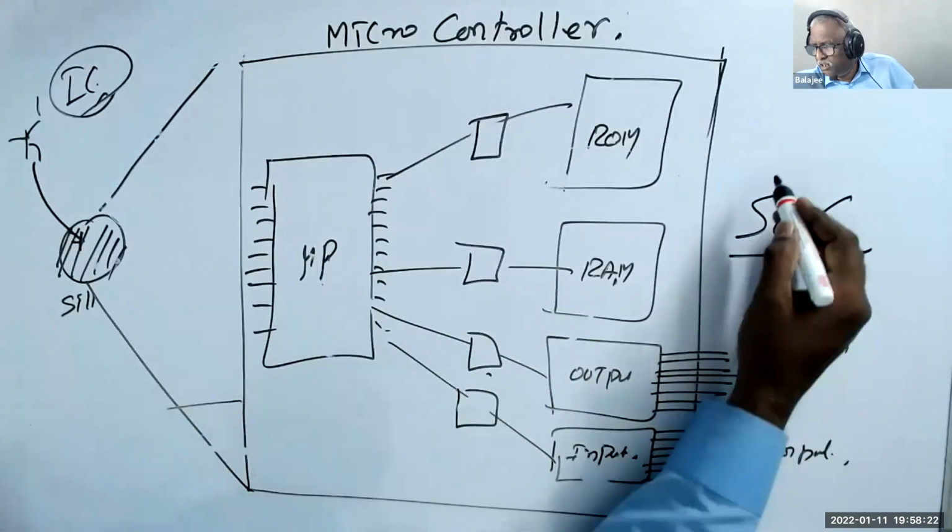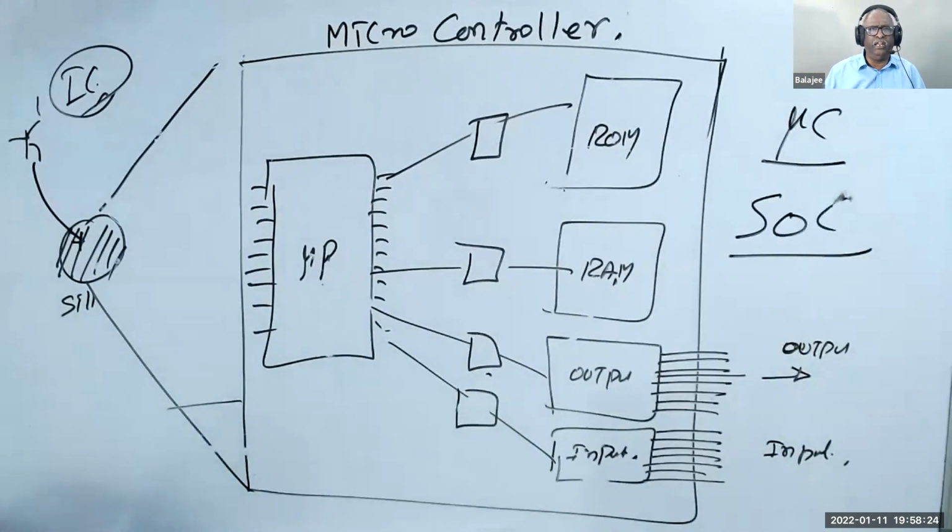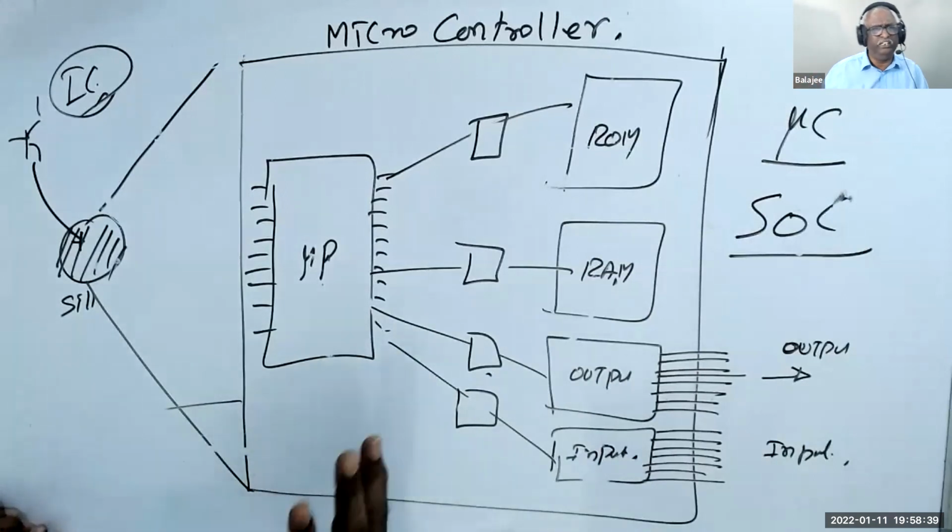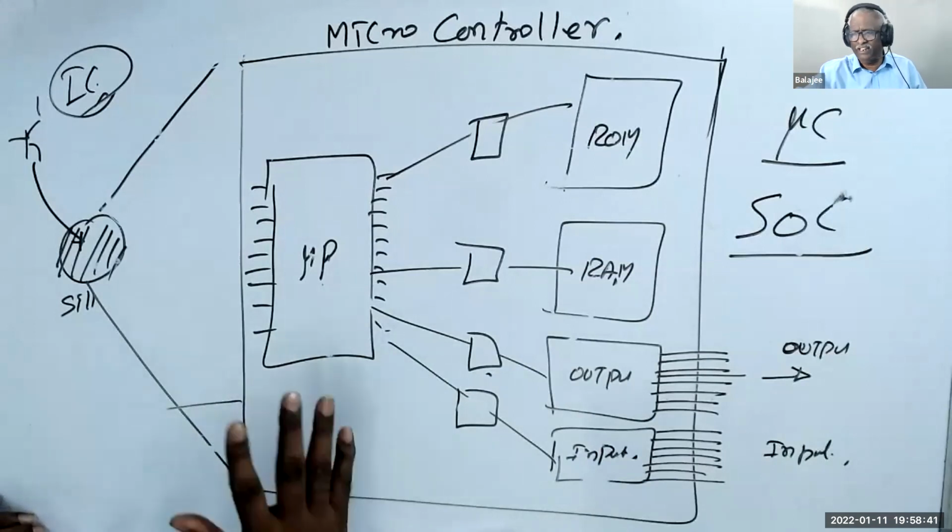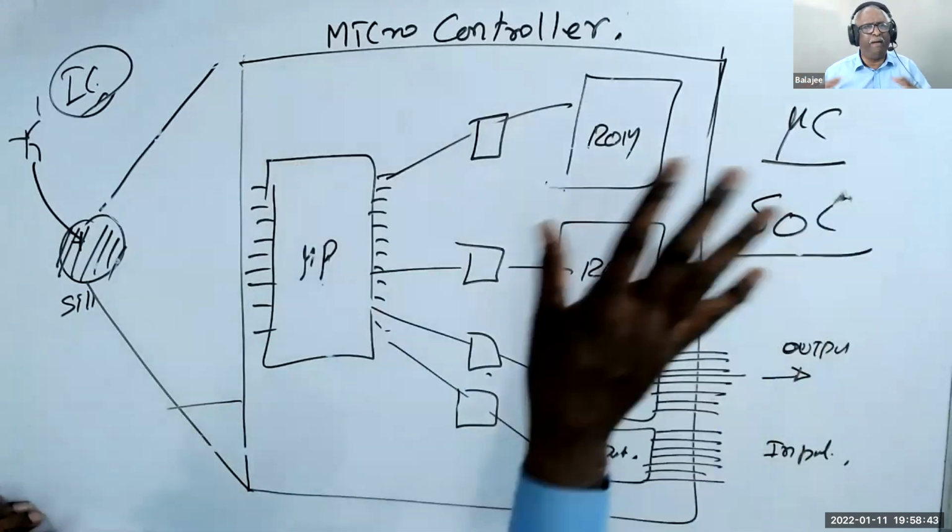Both are the same. If you use it in embedded jobs, I call it a microcontroller. If you use it in a bigger application, like a smartphone or laptop, we call it an SoC, system on chip. The microcontroller and SoC are the same. There's no difference, so don't get confused. The only difference is how they package it.